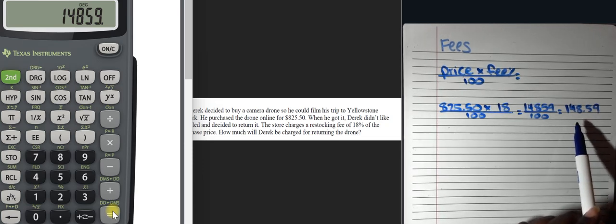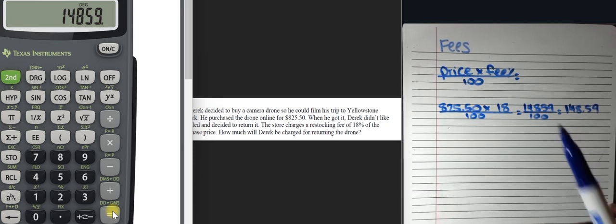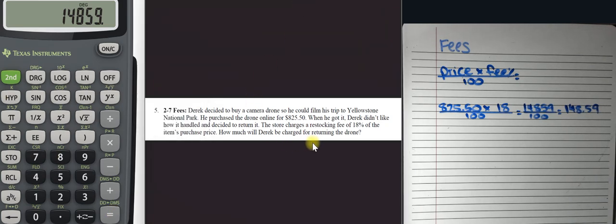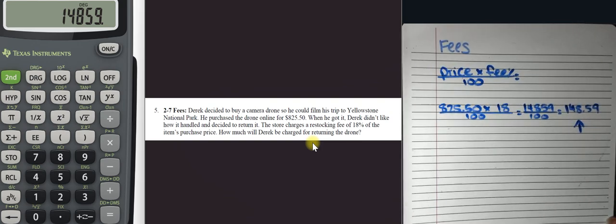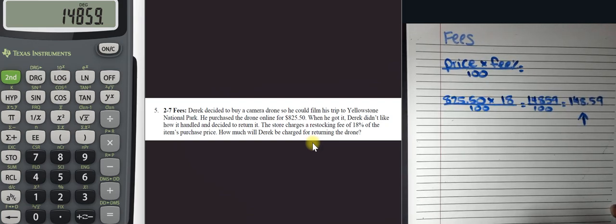And so when we're talking about the cost of the fee, oh, they're not asking how much he's going to receive back. They only want to know how much the fee is. So we've actually got our answer right here, $148.59. Now, let me show you a couple other ways that we could have figured out the same answer.